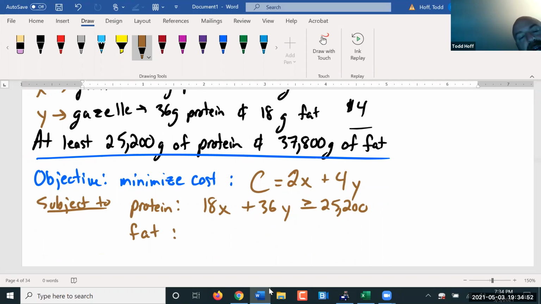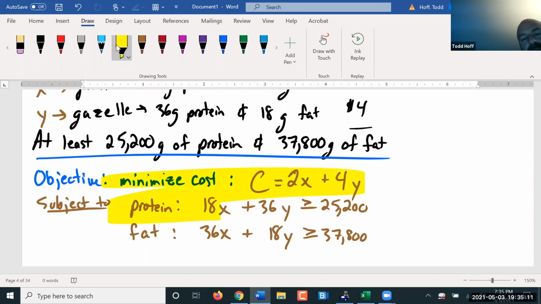And our second constraint is for fat. We have 36 grams per pound for giraffes times X pounds of giraffe meat, plus 18 grams per pound for the gazelle times Y pounds of gazelle meat. And we want that to be at least, or greater than or equal to, 37,800 grams. So here is a linear programming problem.